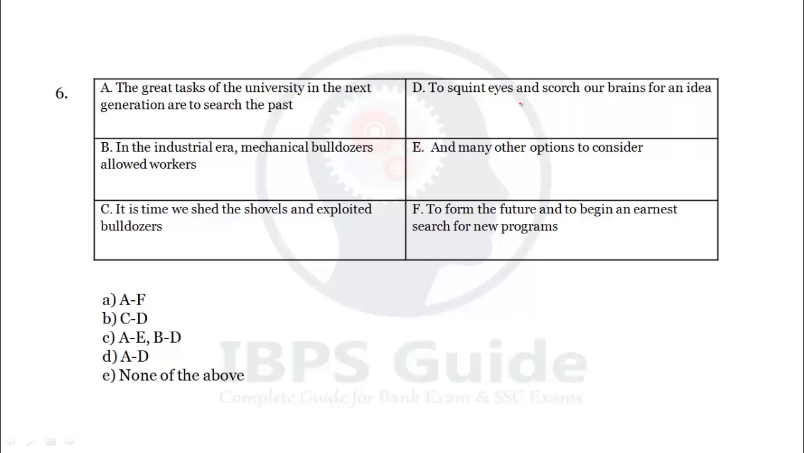So that's why it is clear to us. The correct sentence will be A and F. The great task of the university in the next generation are to search the past, to form the future, and to begin an earnest search for new programs. So the correct option will be A and the answer will be A.